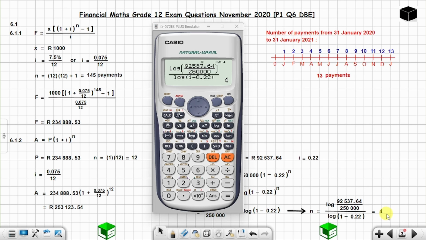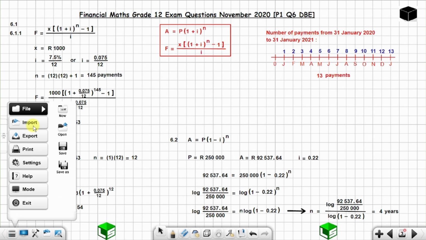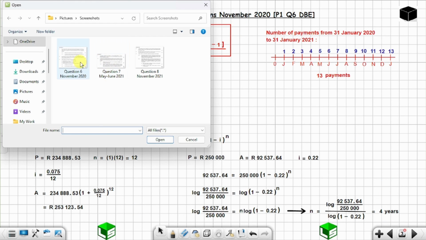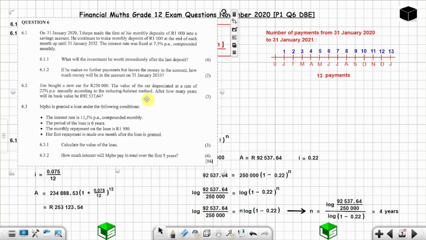4 years, because it was annually. Remember, annually. The question was annually, so the answer is going to be in years. You can see it was 22% per annum annually. If it was monthly, you're going to have months, but this is annually. This is what you have, 4 years. So now let's move on to question 6.3.